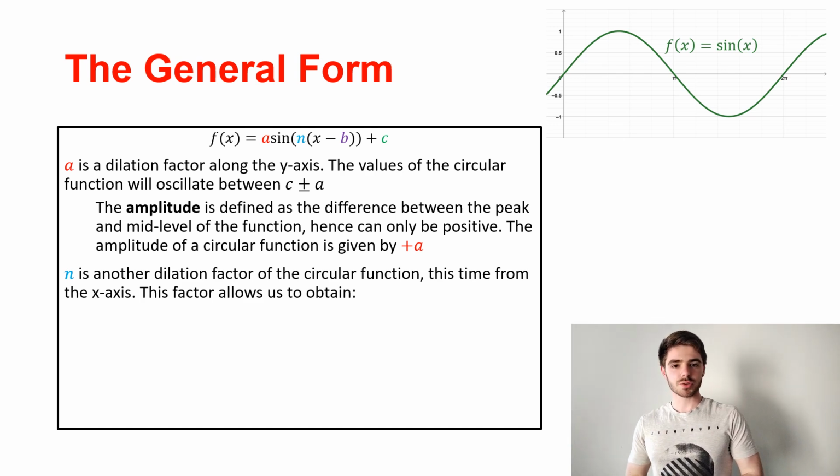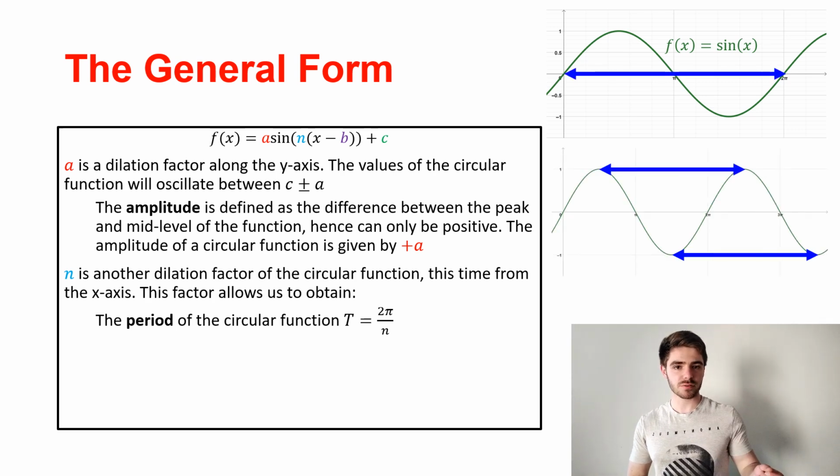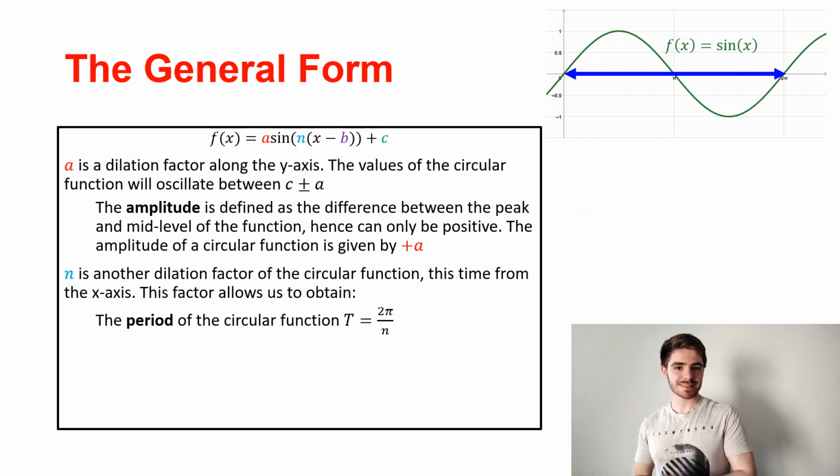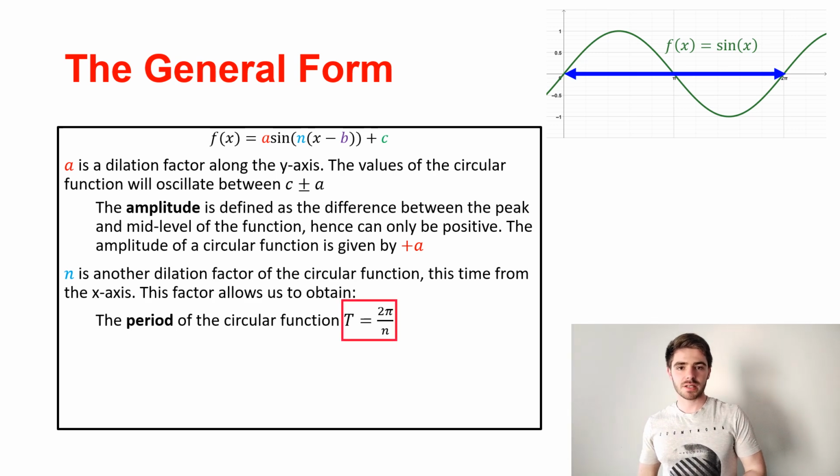This n term is also used in calculating the period of a circular function. The period tells us how long it takes for a circular function to complete one cycle. That's from peak to peak or trough to trough. It doesn't matter what your reference point is, it's just how long it takes to complete one cycle. The period is found using this equation, T equals 2 pi divided by n.